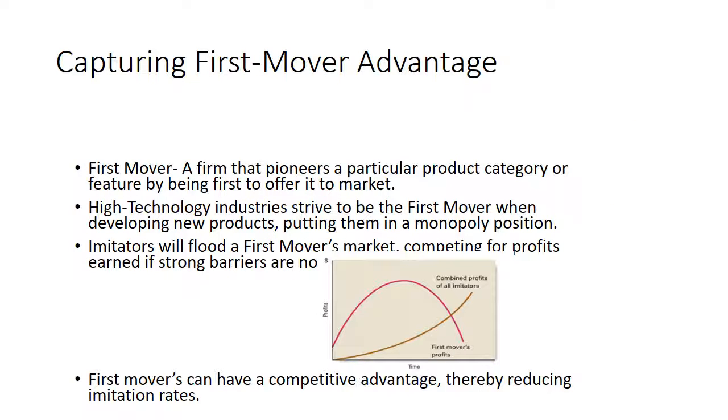Capturing first mover advantage. A first mover is a firm that pioneers a particular product category or feature. They're the first ones into the market. High technology industries, they strive to be the first mover when they're developing new products. It puts them in a monopoly position and they can control the market. However, imitators will try to flood that market and compete for profits earned unless strong barriers are there to make sure that doesn't happen. So if strong barriers are there, first movers actually have a competitive advantage that reduces imitation rates.